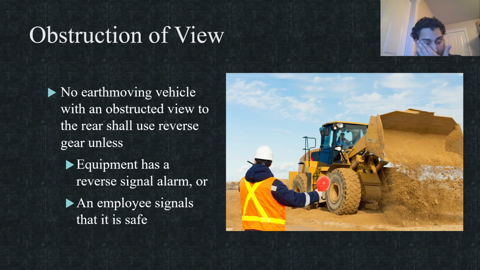Now, if you have an obstructed view, particularly for earth moving or compacting equipment, you cannot use reverse gear unless one of two things are true. And that is your vehicle can only be operated in reverse gear if you have a reverse signal alarm that's distinguishable from the surrounding noise level, or if you have another employee or observer that signals to you when it's safe to go in reverse.